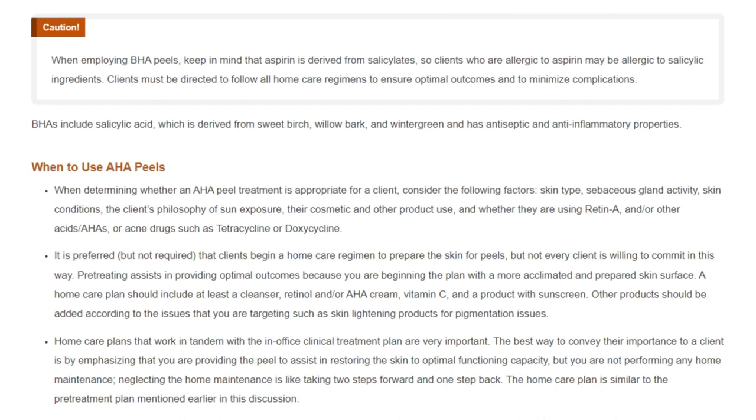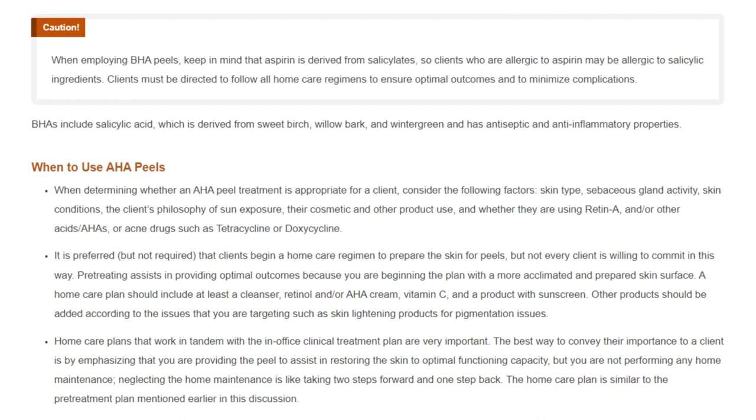When determining whether an AHA peel treatment is appropriate for a client, consider the following factors: skin type, sebaceous gland activity, skin conditions, the client's philosophy of sun exposure, their cosmetic and other product use, and whether they are using Retin-A and/or other acids/AHAs, or acne drugs such as tetracycline or doxycycline. It is preferred, but not required, that clients begin a home care regimen to prepare the skin for peels, but not every client is willing to commit in this way.